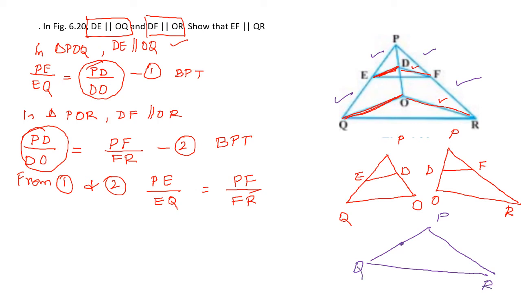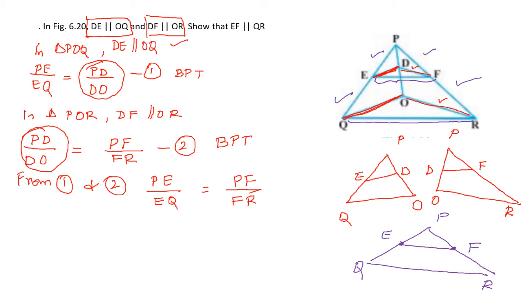Now the point here is PE by EQ is equal to PF by FR. So what is this line? This is EF. That is, this line is EF. The big triangle we have taken, and then we have EF.